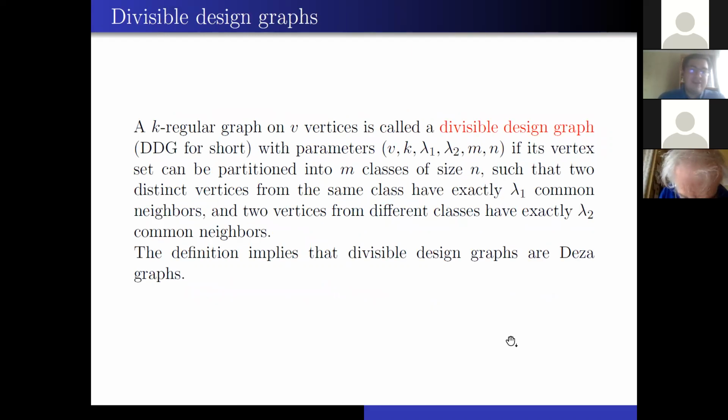A k-regular graph on v vertices is called a divisible design graph, or DDG for short, with parameters (v, k, lambda 1, lambda 2, m, n), if its vertex set can be partitioned into m classes of size n, such that two distinct vertices from the same class have exactly lambda 1 common neighbors, and two vertices from different classes have exactly lambda 2 common neighbors. From this definition, it follows that the divisible design graphs are DRGs.